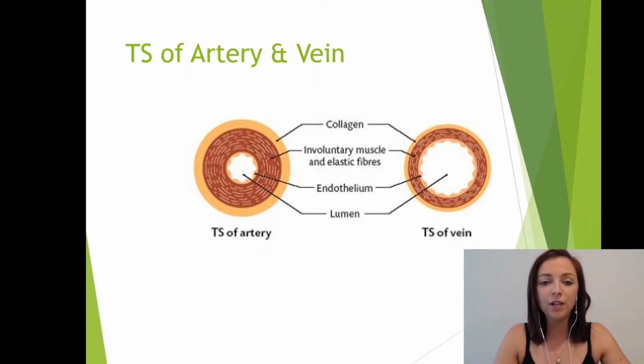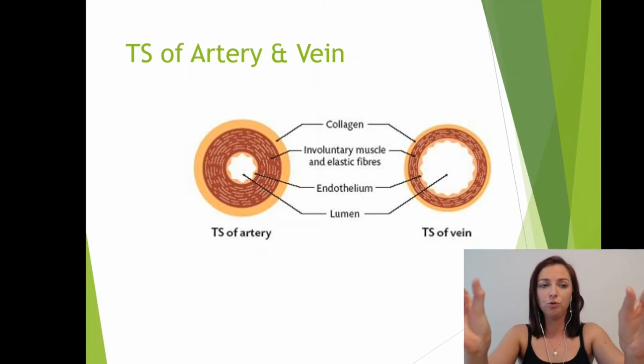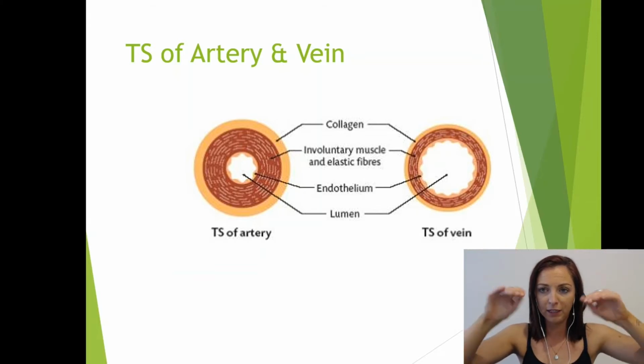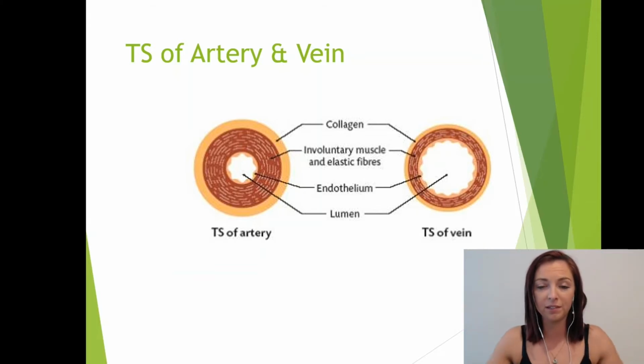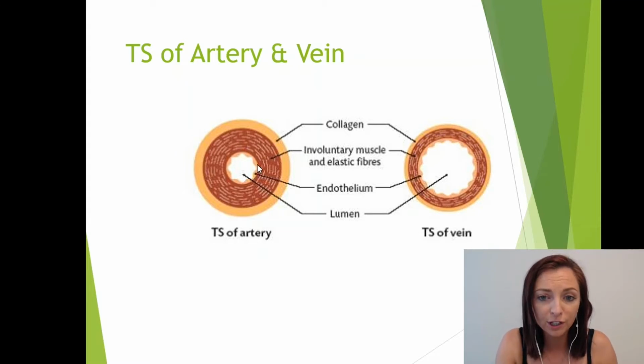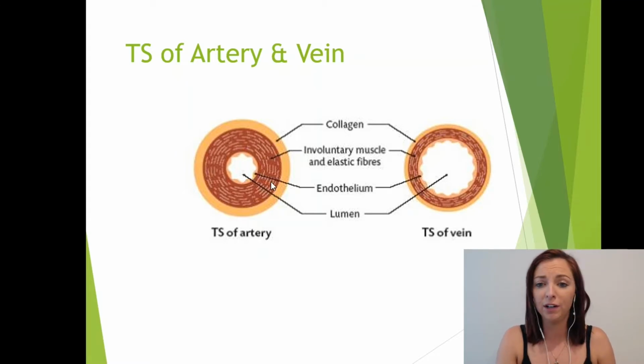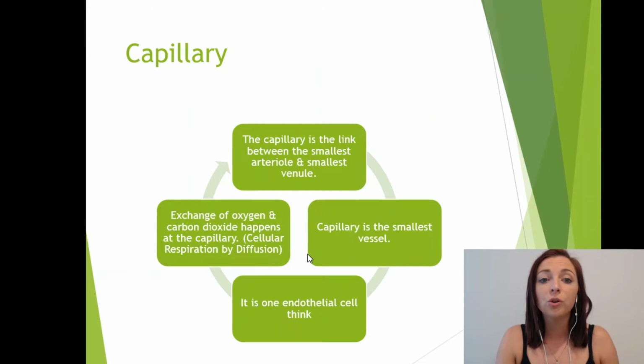TS means transection. If you had an artery and a vein, think of them as two tubes or two straws, and you just sliced them down the middle, pushed it away, you'd be able to see this. Look at the difference between the muscular tissue. It's massive in an artery, and it's still very much there in a vein, but not as forceful. You have the outside layer of collagen, you have that endothelial layer on the inside as well, and then you have the lumen. So what is a capillary?